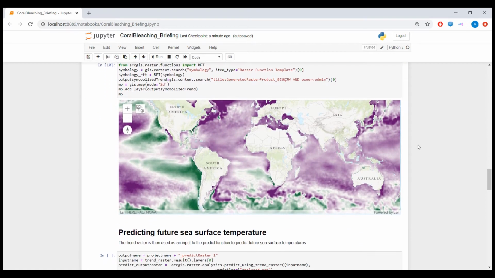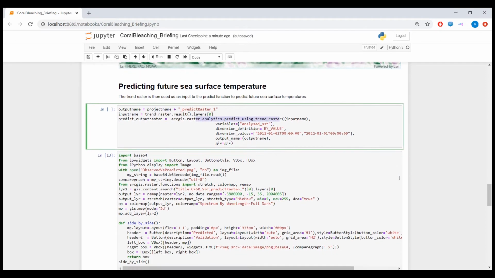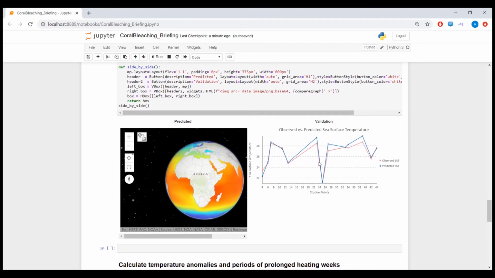In this trend raster, the trend is estimated at each location. The purple areas show trends of increasing temperatures. This model is then used to predict future sea surface temperatures. On the left, we see our predicted data, and on the right is a validation comparing our prediction to the observed data.